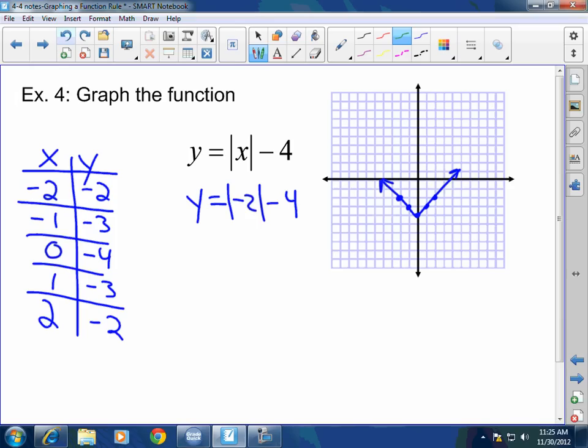Arrows? Yes. Because it keeps going on forever. And it's continuous because every point can be used.